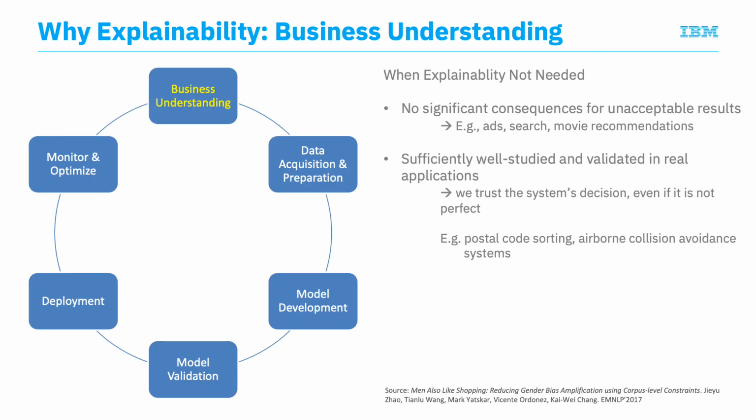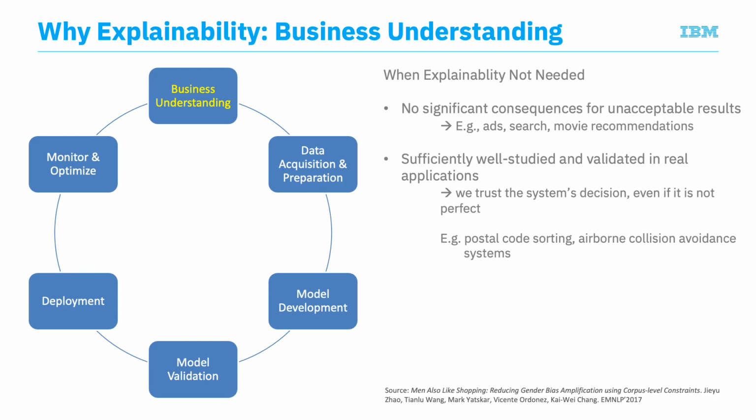When building a model, the first critical question to answer is whether explainability is needed, and if so, what level is required during different stages in the AI lifecycle. For instance, there are cases where explainability is not needed at all. Such cases in general fall into two categories. The first category of cases are those where there is no significant consequence for unacceptable results.